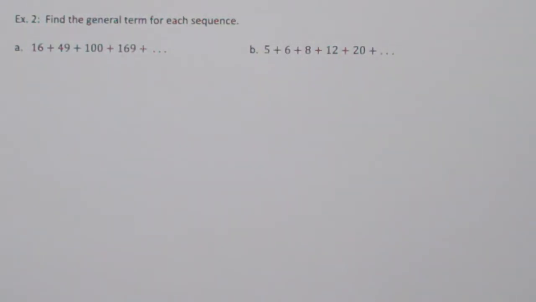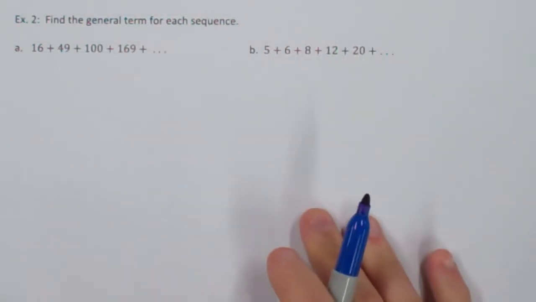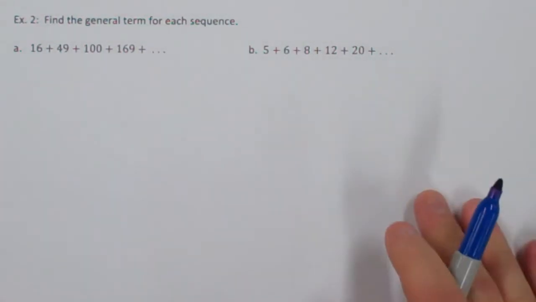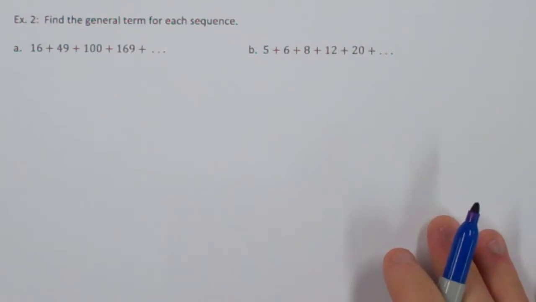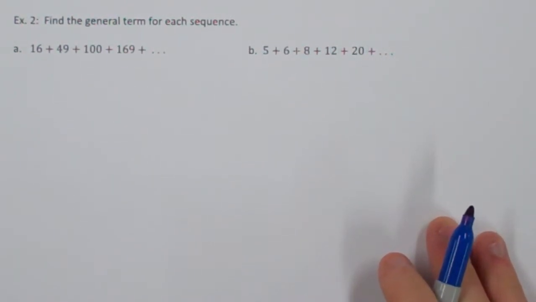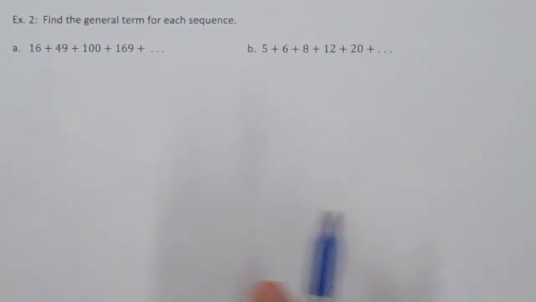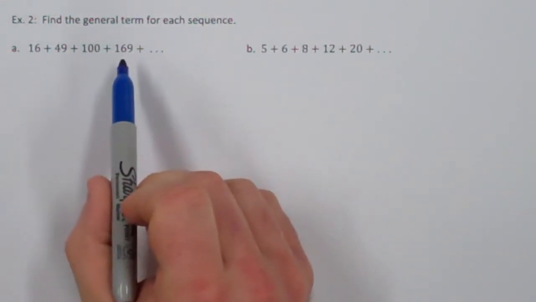In this example, we're asked to find the general term for each sequence. If we take a look at the first one here, I can recognize that these are some numbers that are being squared. So the first thing you've got to do is figure out what's happening. Are these cube numbers? Is this a factorial? Are these just fractions? What is the link between these different numbers here?